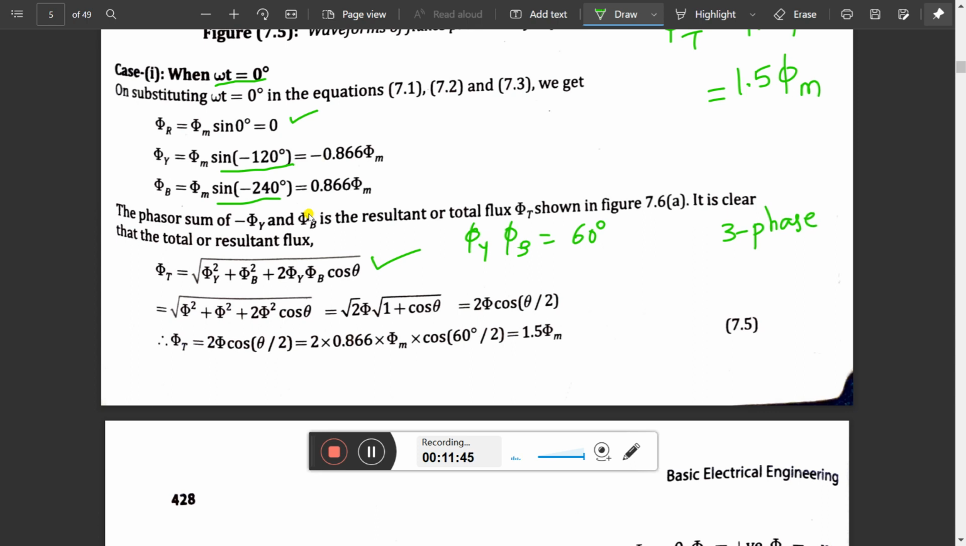Similar to that, you will get root 2 phi m into 1 plus cos phi. Finally, you have 2 phi m, we take common 1 plus cos phi. And finally you get 2 phi m cos phi by 2. That value is equal to 2 into cos 0.866 into phi m, cos 60 degrees by 2. Finally you get 1.5 times phi m. It is the resultant flux when omega t is equal to 0 degrees.